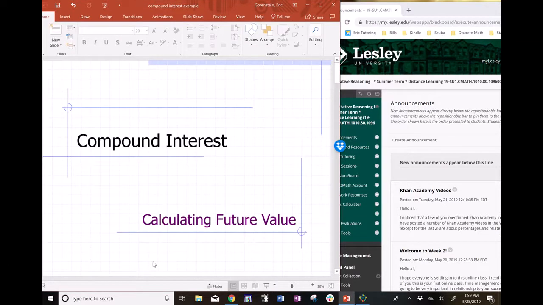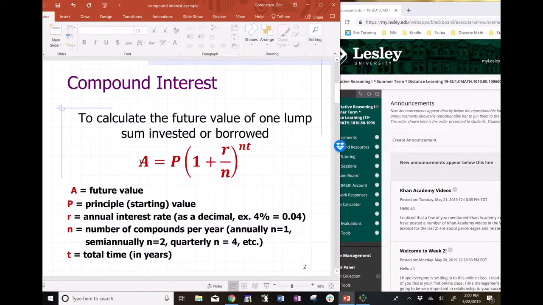Okay, in this video I have two things I want to cover. One is to work through an example concerning calculating the future value with compound interest. And two is to use this as an example to work through a problem on Desmos. That's the online calculator I recommend for the course. So just a quick review, compound interest.